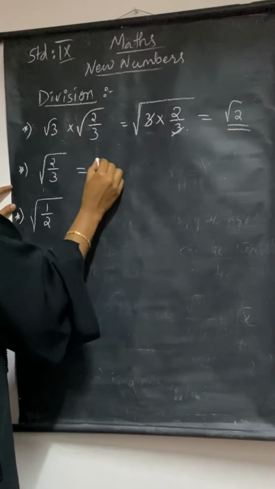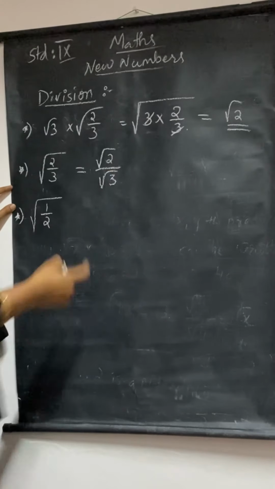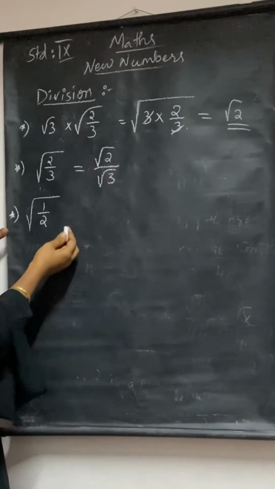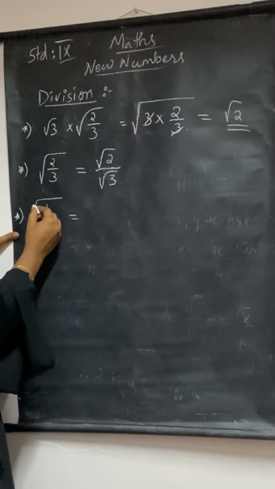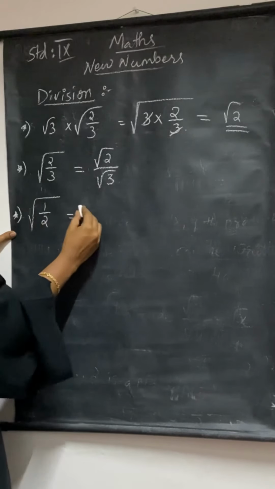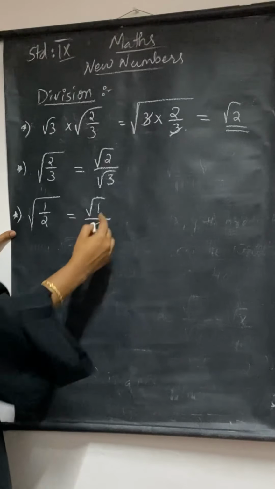You can split that one, square root of 2 by square root of 3, and you can substitute the value and you can find out. That is the way. This is the main basic thing you should know. And here, if I do this way, square root of 1 by 2, as you see in here, I am going to split here, square root of 1 by square root of 2. This big square root splitting as a 2.